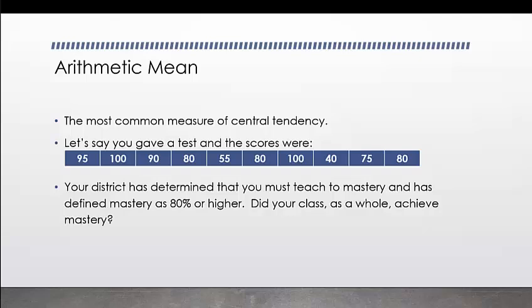So let's say you gave a test, and these are your scores. We have 10 students. You have a 95, 100, 90, 80, 55, 80, 100, 40, 75, and an 80. Your district has determined you must teach to mastery, and defines mastery as 80% or higher. Did your class as a whole achieve mastery?